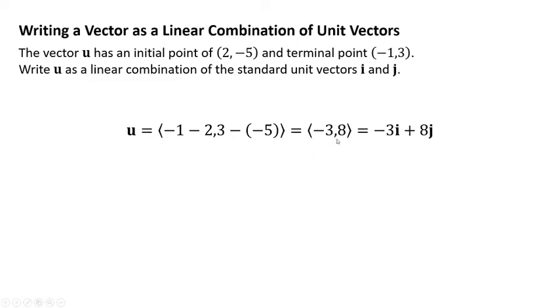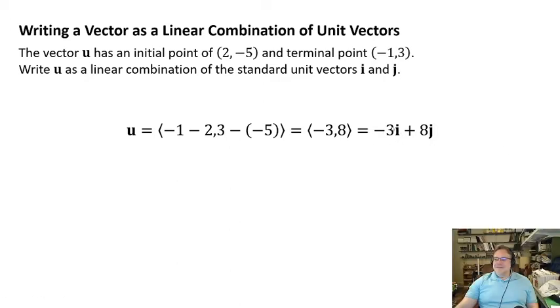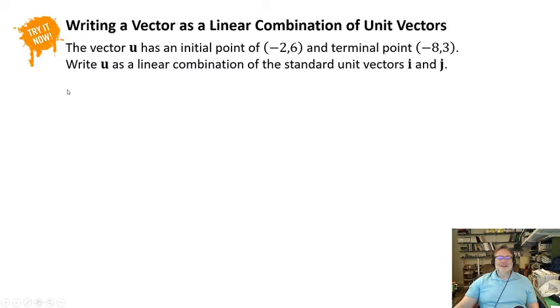Well, that means that we can describe this as -3 of the standard unit vector i's and +8 of the standard unit vector j's. So here's a very similar problem to that. Write this vector, which has this initial point and this terminal point, in terms of a linear combination of standard unit vectors i and j. Take some time for that.